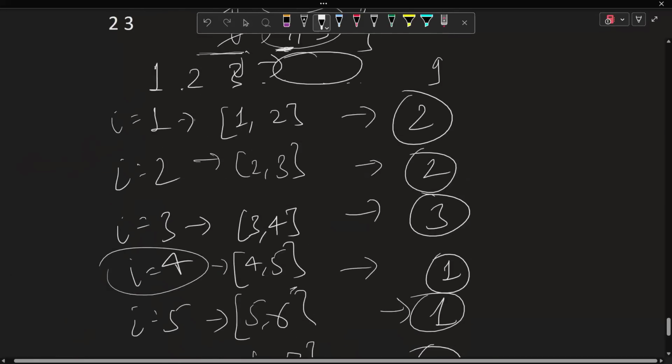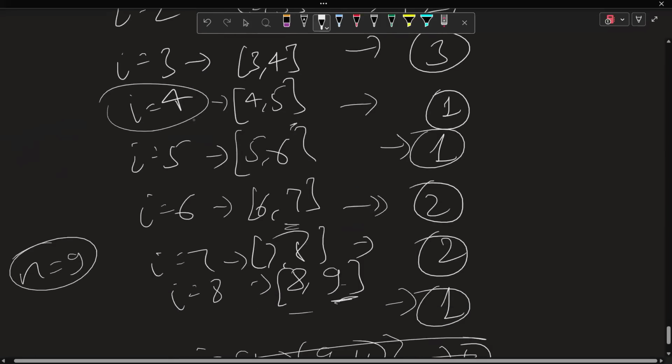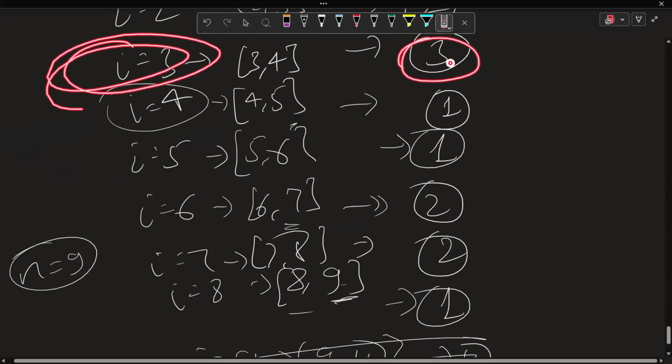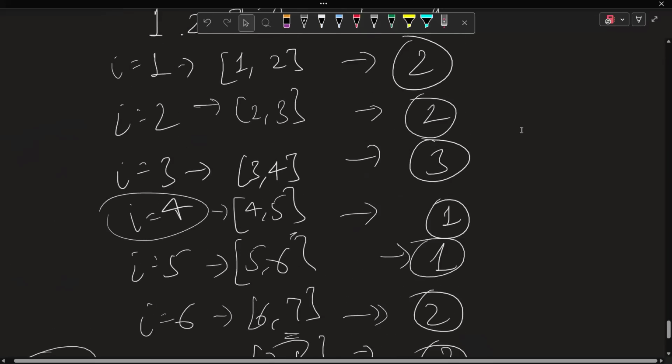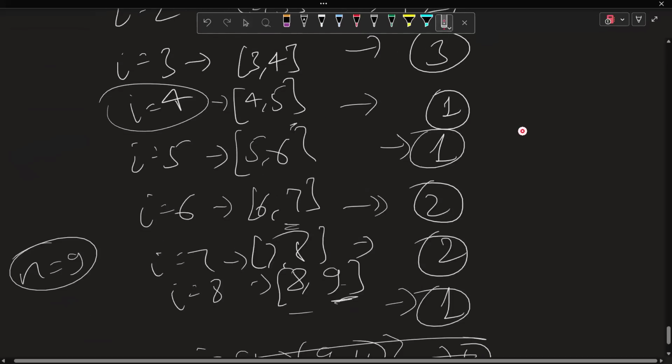For the brother, it would be the maximum. So here my maximum was 3. So for the brother, it would be i equal to 3. And here for the mother, it would be minimum. Minimum was 1, which is occurring 3 times. So the first place where it occurs, that would be for the mother.